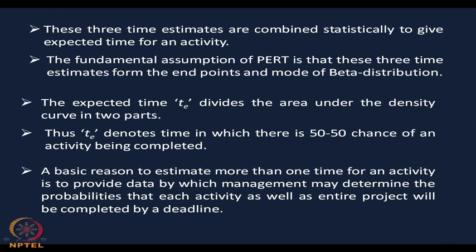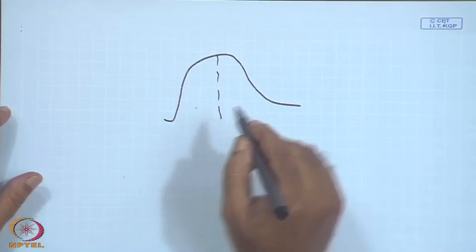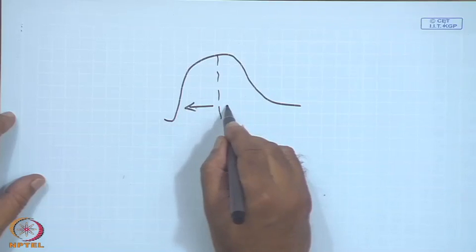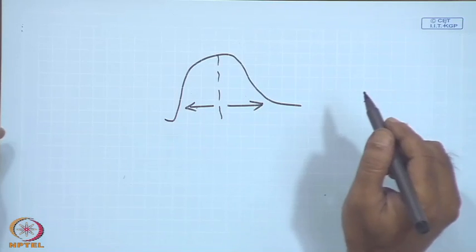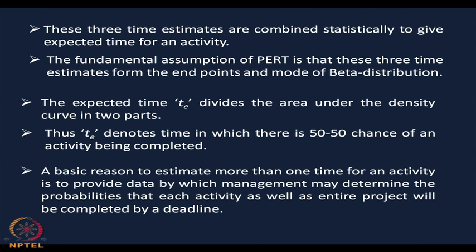This divides the area under the density curve. If you draw a density curve, whichever way you draw it, something like this, you can say this is the middle portion. So the expected time is dividing it into 2 parts. This time denotes the point at which there is a 50-50 chance of an activity being completed. That is T e, the expected time that you are calculating; there is a 50% chance that the project will be completed in time or fail to be completed in time.